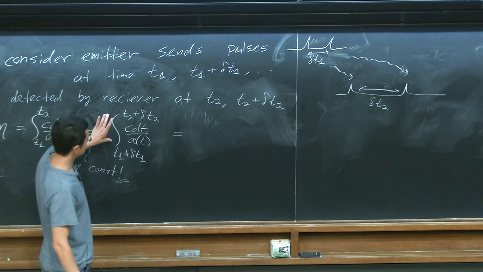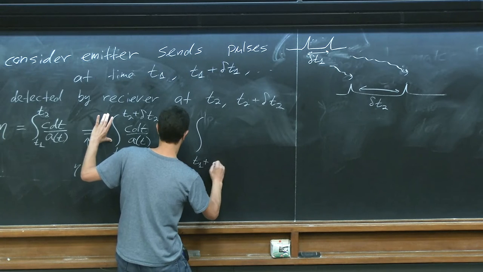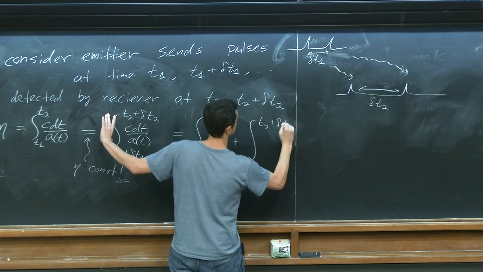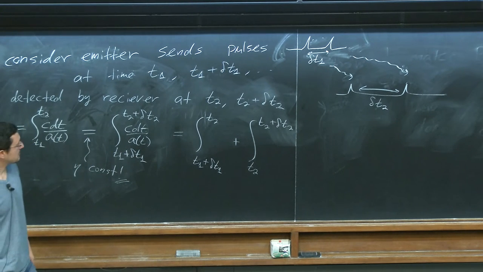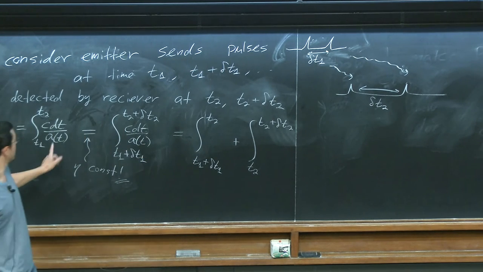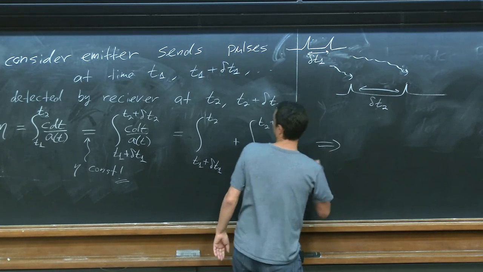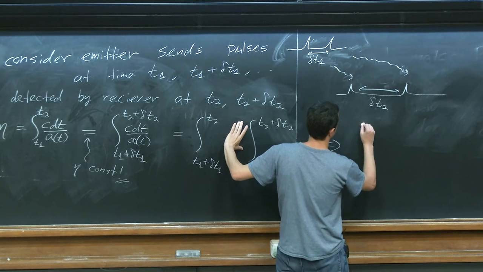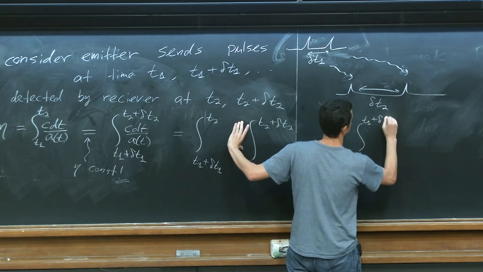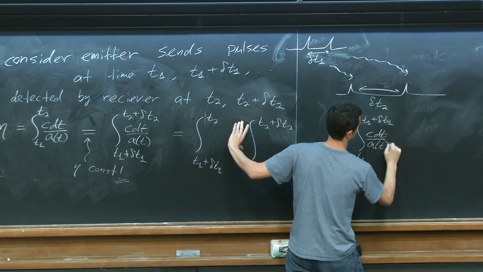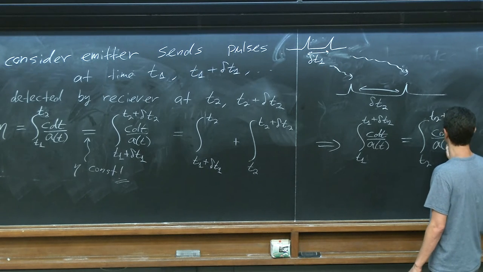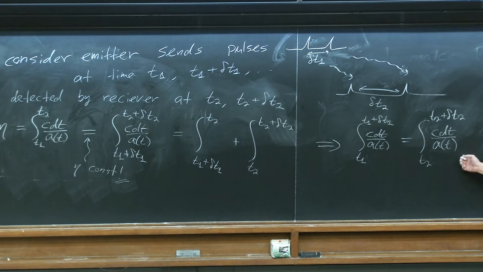So this integral I can split as an integral from t1 plus delta t1 to t2 plus an integral from t2 to t2 plus delta t2. And then if I pass this part of the integral to the left, I have an equality. The integral from t1 to t2 minus this integral has to be equal to that one. Therefore, the integral from t1 to t1 plus delta t1 is equal to the same thing for t2. And this is an exact relation. It holds in general relativity. All we did is to discuss the motion of these particles on our map.